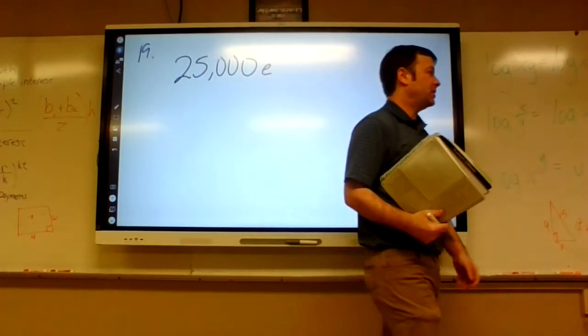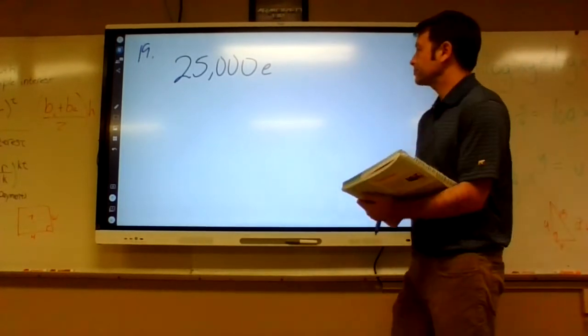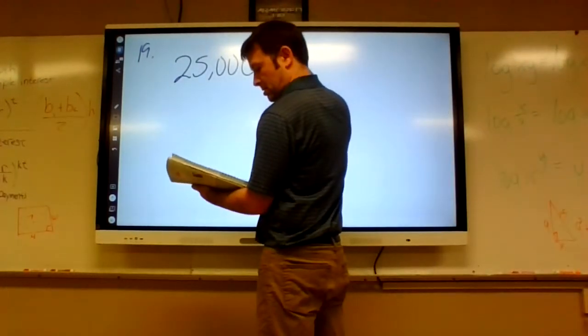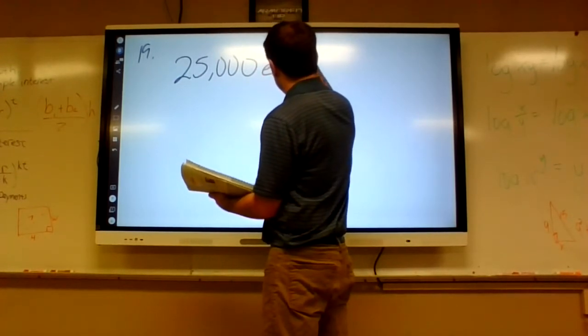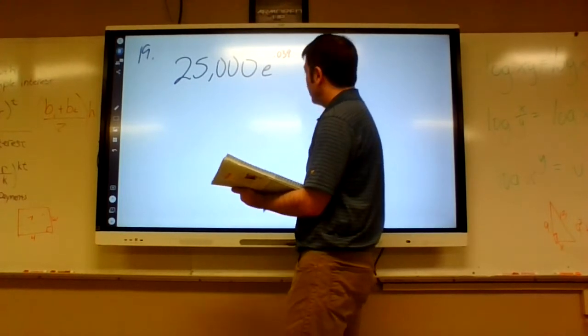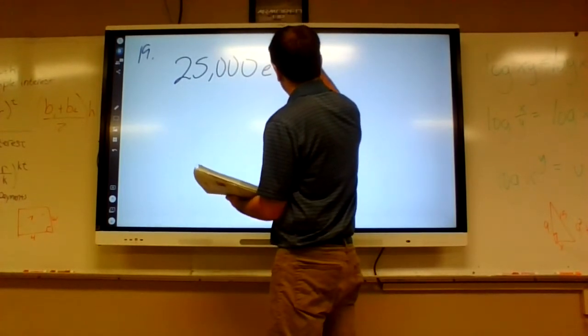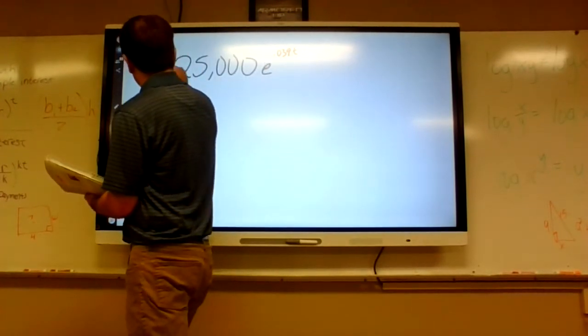What do I put for the r on 19? 3.9% or 0.039. We move the decimal a couple places. And what's the time? Oh yeah, they don't tell us the time. So just put a t in there. We'll call it f of t.